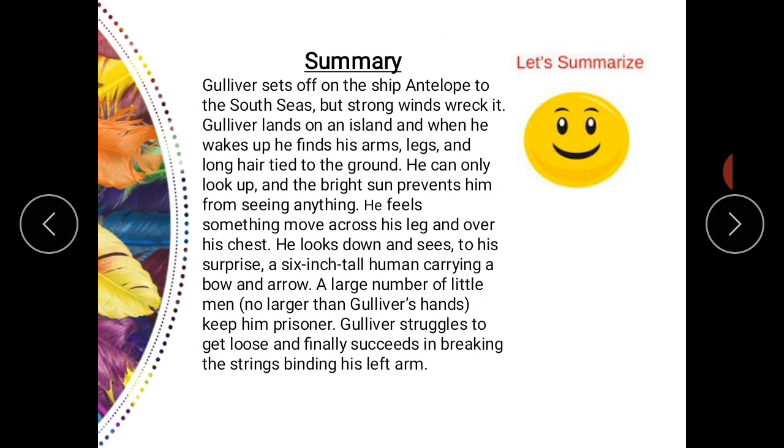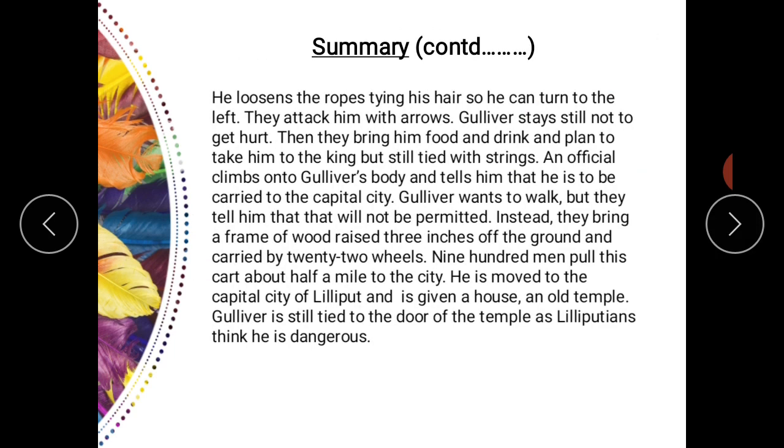Gulliver struggles to get loose and finally succeeds in breaking the strings binding his left arm. He loosens the ropes tying his hair so he can turn to the left. They attack him with arrows. Gulliver stays still, not to get hurt. Then they bring him food and drink and plan to take him to the king, but still tied with strings. An official climbs onto Gulliver's body and tells him that he is to be carried to the capital city.